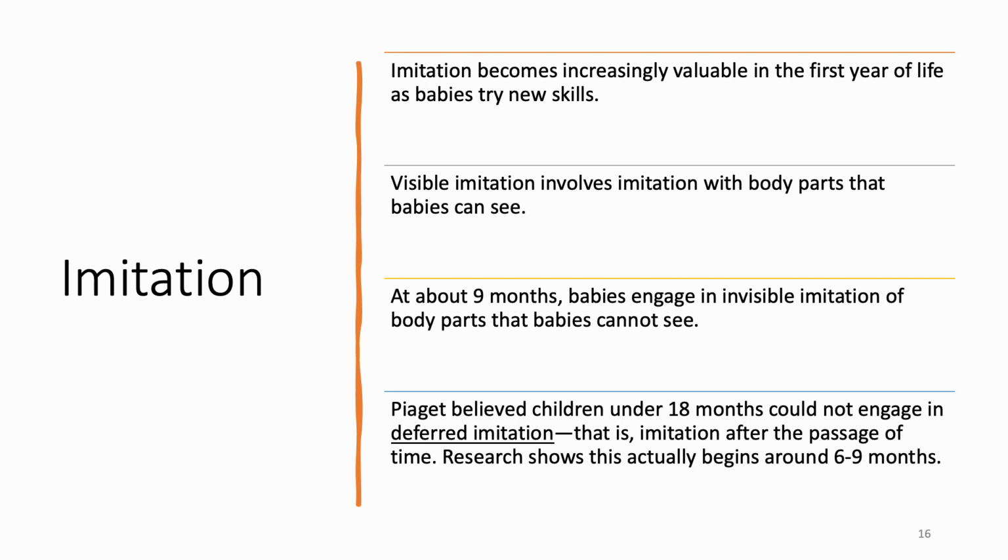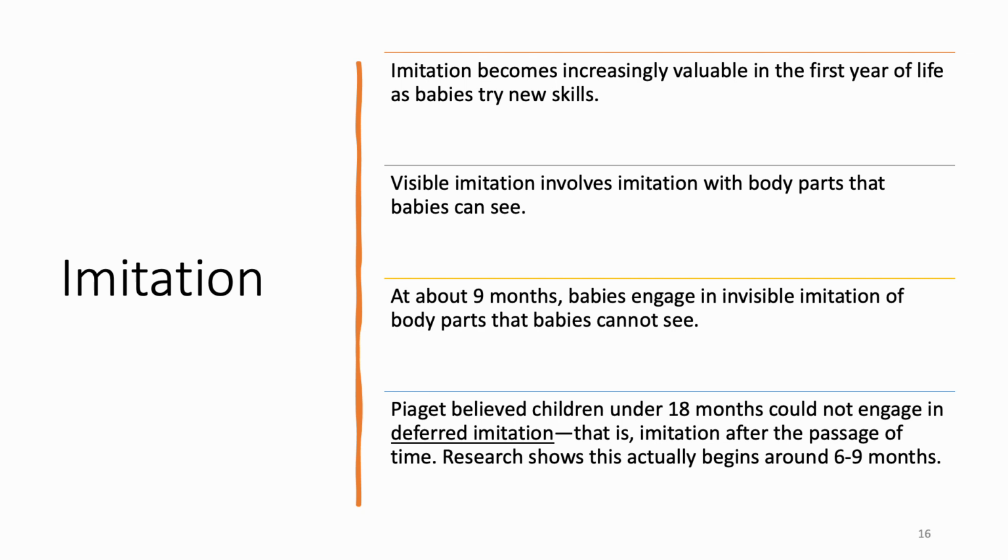Imitation becomes increasingly valuable in the first year of life as babies try on new skills. Visible imitation involves imitation with body parts that the babies can see. About 9 months old, babies engage in visible imitation of body parts the babies cannot see.